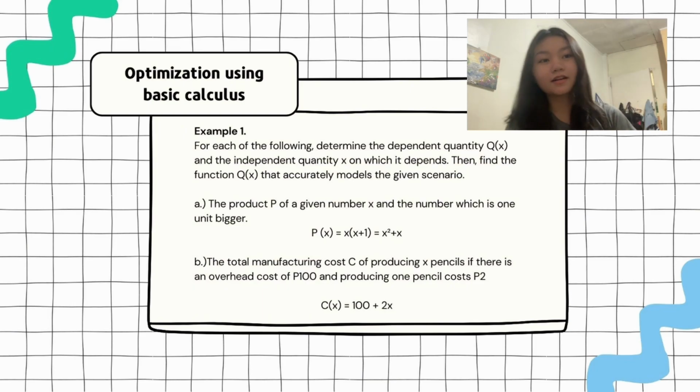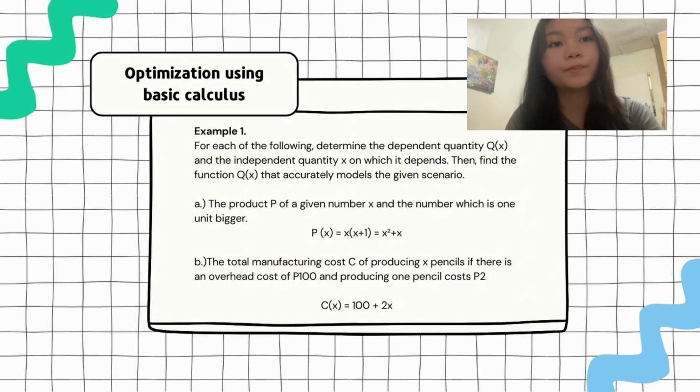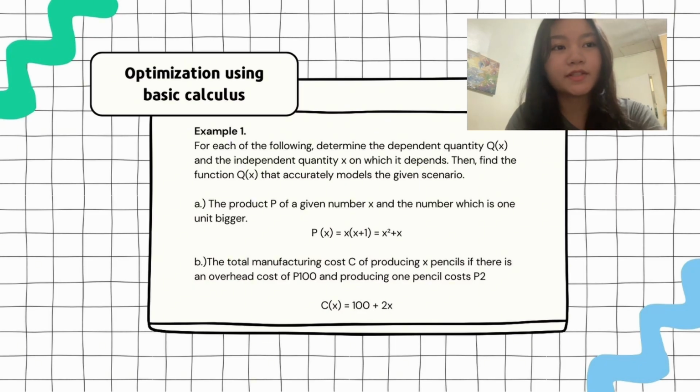Here in letter B, it is the same as in letter A. The only difference is the dependent quantity. Only the letter changed, but the value is the same. So, the total manufacturing cost C of producing x pencils, if there is an overhead cost of 100 pesos and producing one pencil costs 2 pesos.